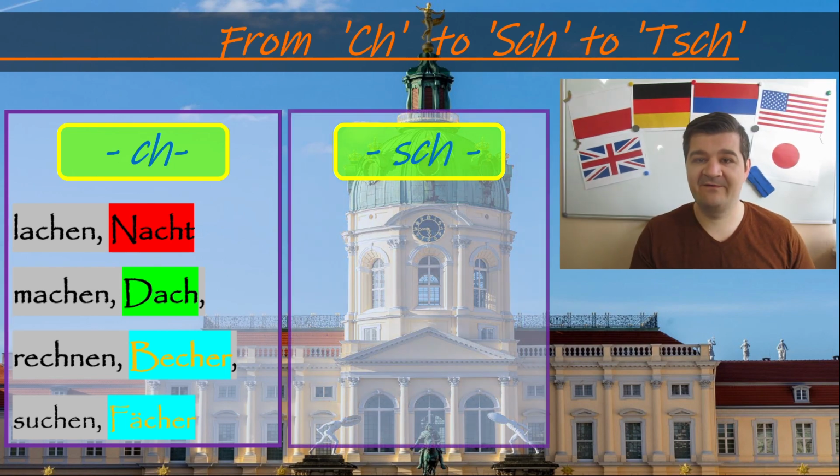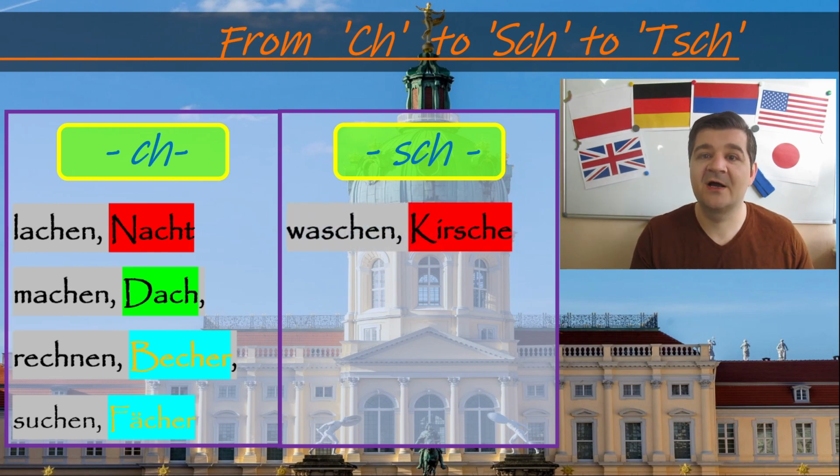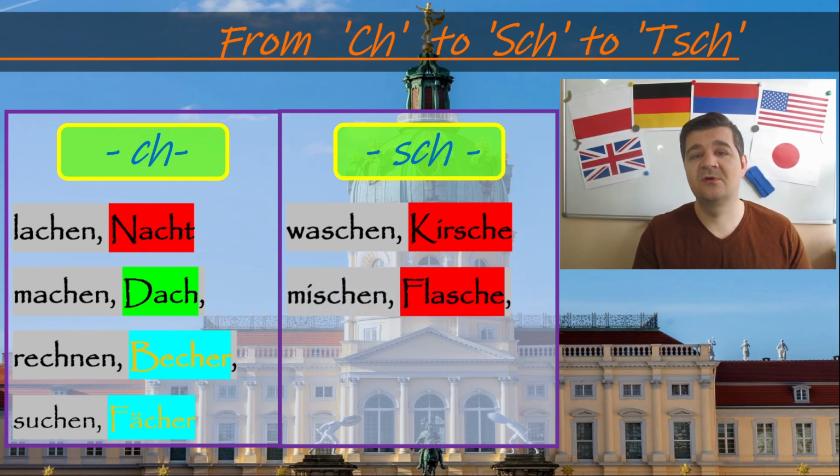What kind of words will we have here, and there are a lot of them actually in the German language. We have, for example, waschen, like to wash or doing laundry, sometimes this will mean as well. Die Kirsche, the cherry, mischen, to mix, and die Flasche, the bottle, the flask.